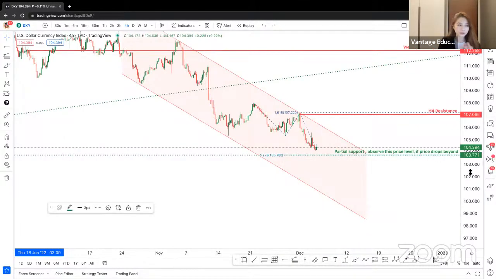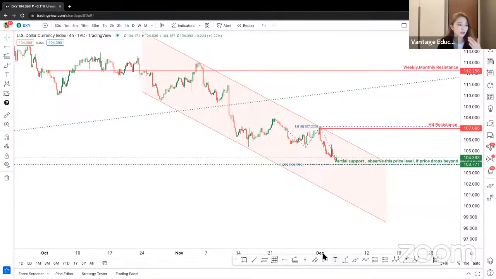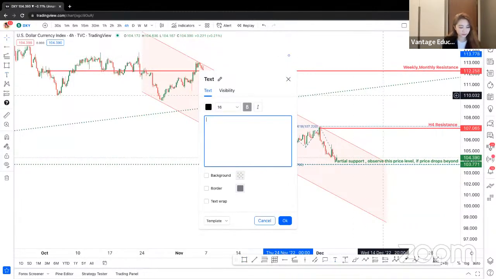Everyone has a different point of view on reading a chart, but for the conclusion for DXY, we are looking for the month of December to be a rather downward moving one.